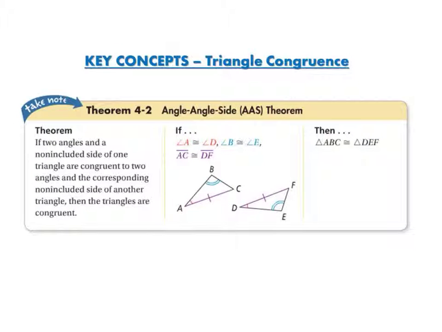The other postulate is the angle angle side theorem, and it states that if two angles and a non-included side of one triangle are congruent to two angles and the corresponding non-included side of another triangle, then the triangles are congruent. So we have angle A and angle B, and across from the two angles is a non-included side. They're congruent to angle D and angle E, and there's the non-included side.